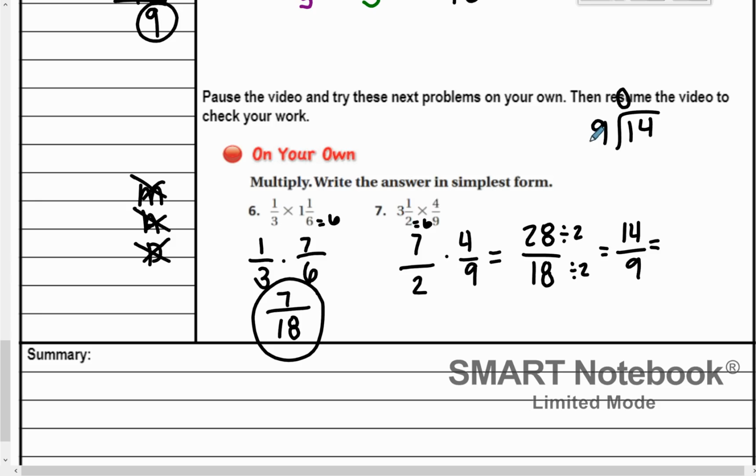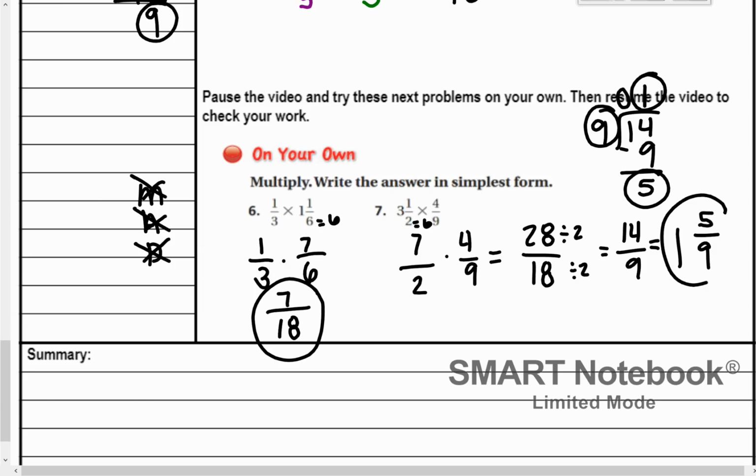9 can't go into 1. How many times can 9 go into 14? Once, because 2 times would be 18, that's too much. Then we subtract to see what's left over, and that's going to be 5. These 3 important numbers are going to help me write my answer, which is 1. My remainder goes on top, and 5/9. That's my final answer for number 7.